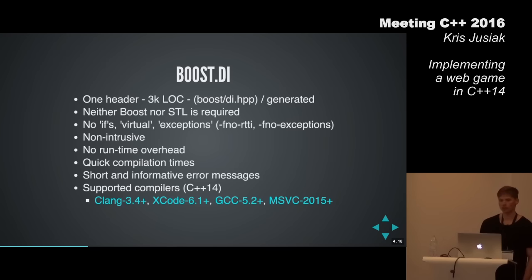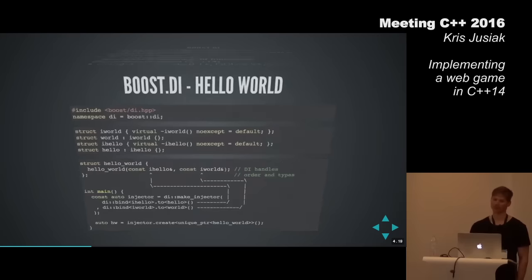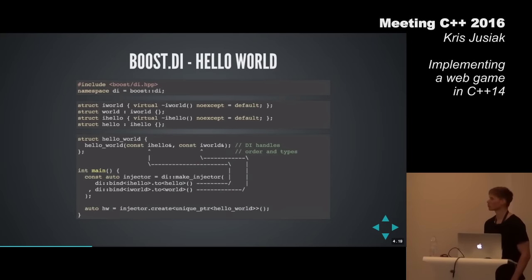It's written in metaprogramming fashion. There's no ifs, virtuals, exceptions, compiles with no RTTI, no exceptions. There's no runtime overhead. Compiles much quicker than Java. It's supported by most compilers and keeps nice error messages. So that's the idea behind the dependency injection framework, which I proposed.